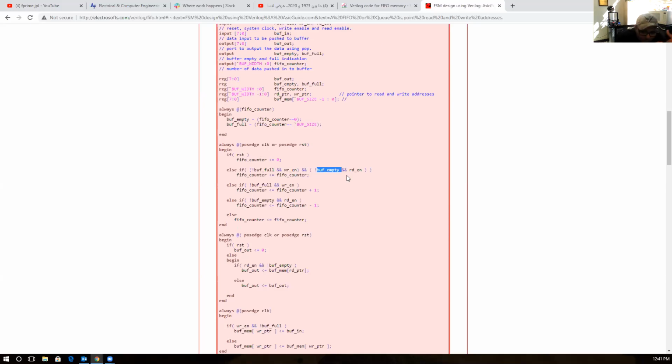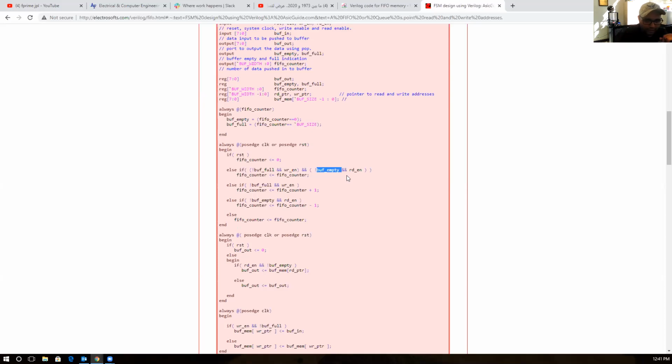Yes. Then there is another possibility, which is what? I'm writing, but the buffer is not full. Then I have to increment the counter. Have you noticed this guy is not using 2 pointers? This guy is actually using 1 pointer for read and write, which is called the FIFO counter. Do you agree? Anyway, the third possible case is basically if I'm pulling data out, but I'm not empty. So what I need to do is decrement the FIFO counter by 1.